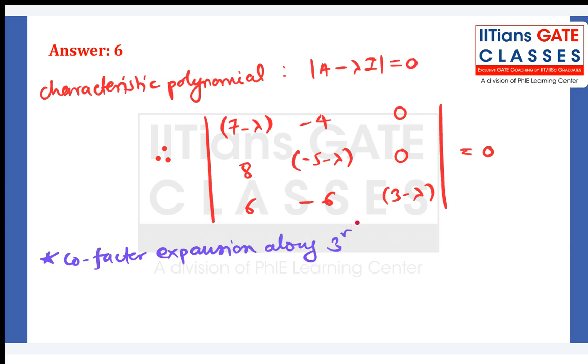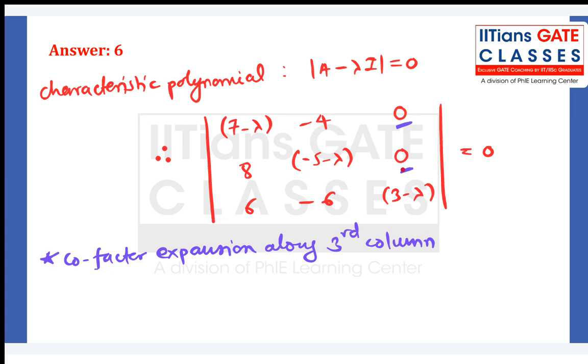Why do I choose the third column? Because if you pay attention, the third column has 2 elements equal to 0, and the last element is 3 minus lambda. This cofactor expansion to calculate the determinant of a matrix is also an interesting concept, and we have also discussed it in our regular classes. Here the advantage is that the calculations become easier.